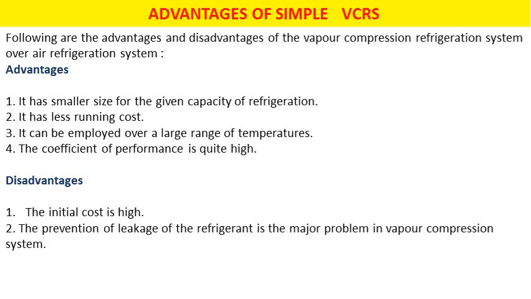Following are the limitations of the VCRS. Number 1, initial cost is very high. That means initially when we purchase a simple VCRS system, the cost of the particular equipment is very high. Number 2, the prevention of the leakage of the refrigerant is the major problem in the vapor compression system. What does it mean? There may be chances of leakage of refrigerant in the vapor compression refrigeration system.